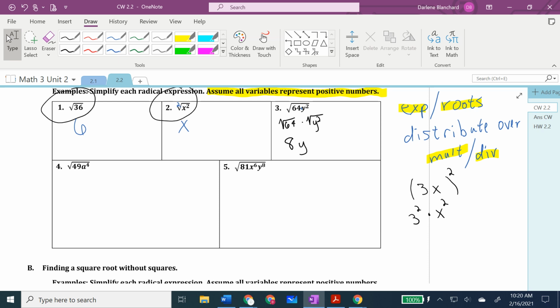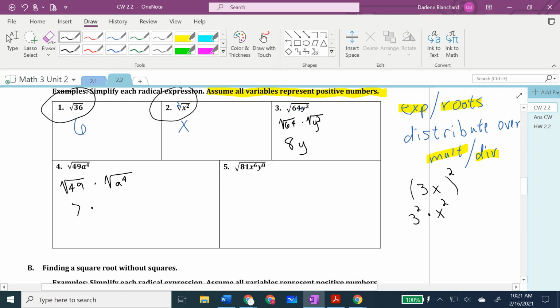And yes, that is correct, the answer that I see there. Now, if you don't see that right away, I'm going to talk you through slowly how to get there. You have multiplication under a square root. You distribute the square root over the multiplication. You know that the square root of 49 is 7.